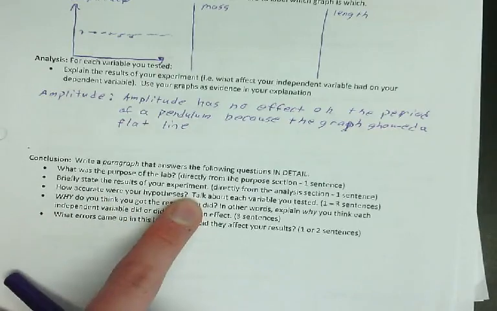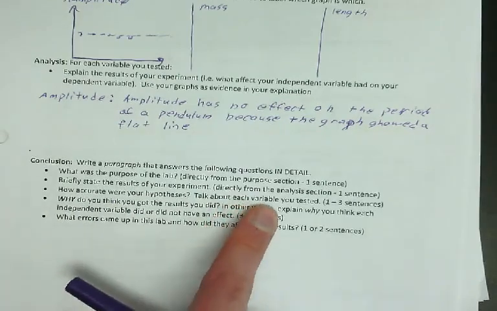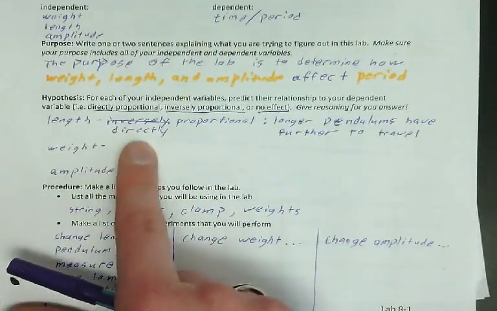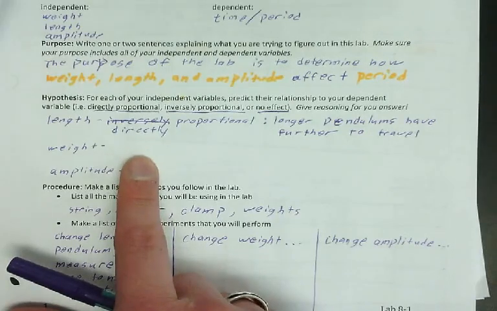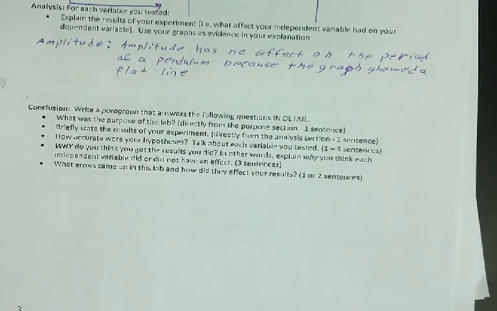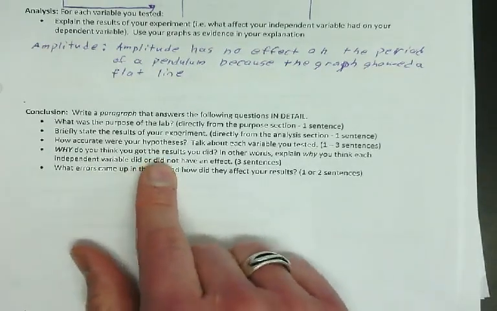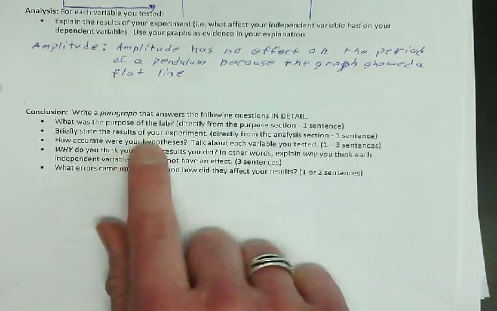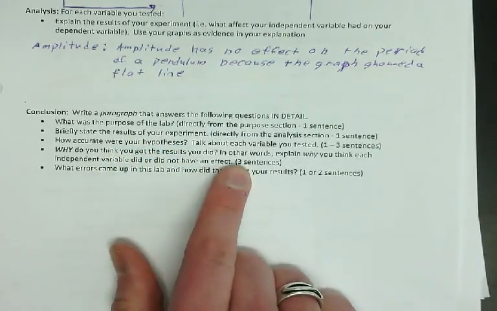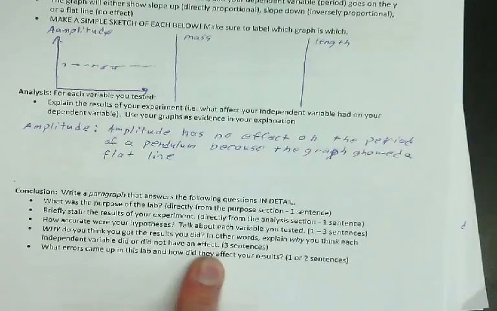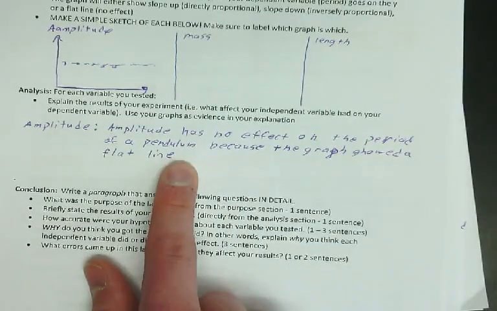Okay, how accurate were your hypotheses? You're going to talk about each variable you tested, so you're going to go to the front page, you're going to go to your hypothesis, and you're going to see what you thought would happen. And you're just going to tell me, what did you think would happen? What did you learn? What was it that you thought would happen? Okay, then you're going to tell me why you think you got the results you did. So for each of the results that you got, for each of your hypotheses, why do you think that is? So why do you think amplitude didn't matter? Well, not why did you think. You may have thought amplitude did matter. Why didn't amplitude matter? You're going to write that down for the why.